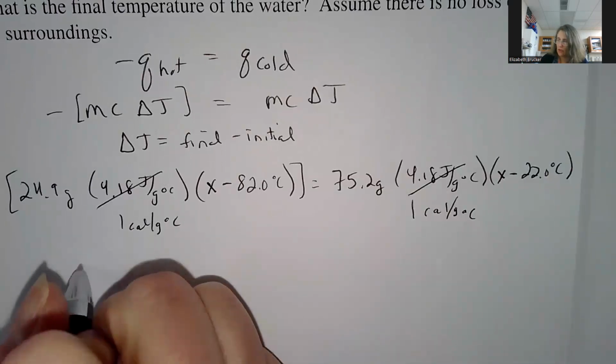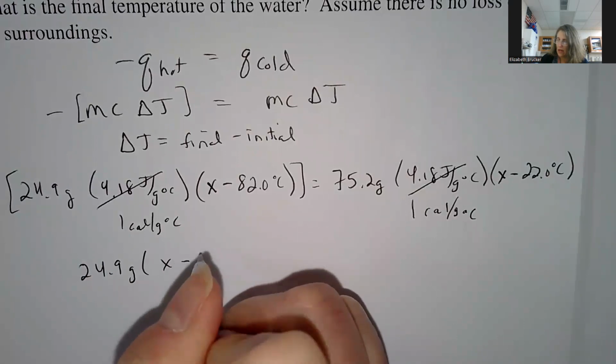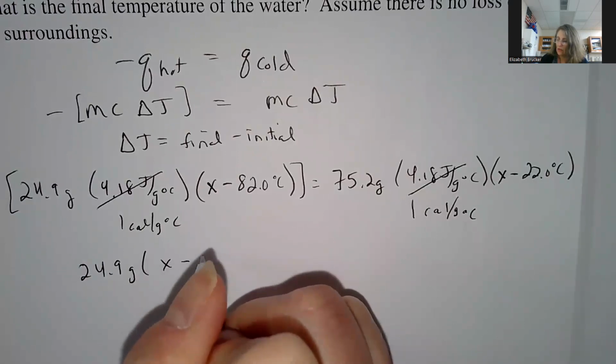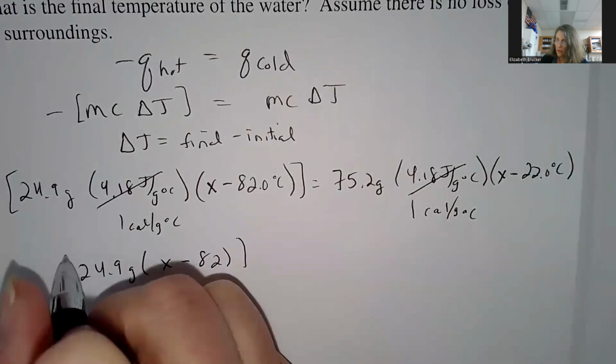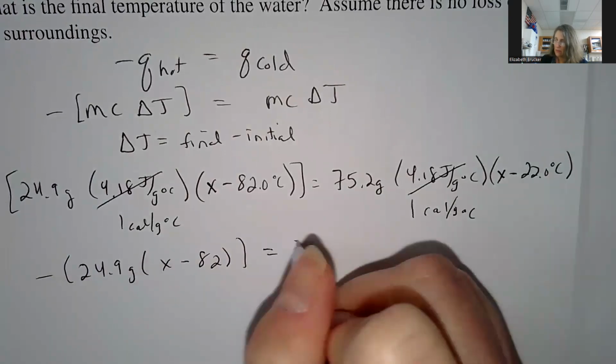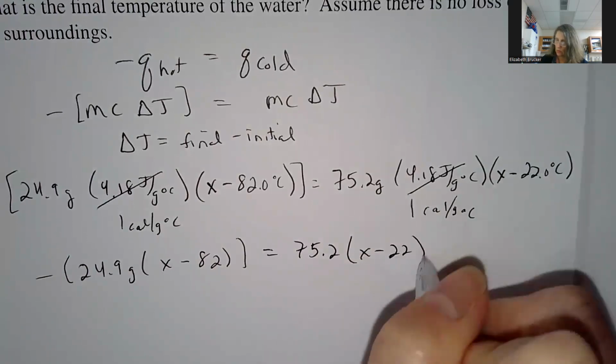So I'm going to take my 24.9 grams and multiply it by x minus 82. And that whole thing is going to be a negative. And then I'm going to take 75.2 times my x minus 22.